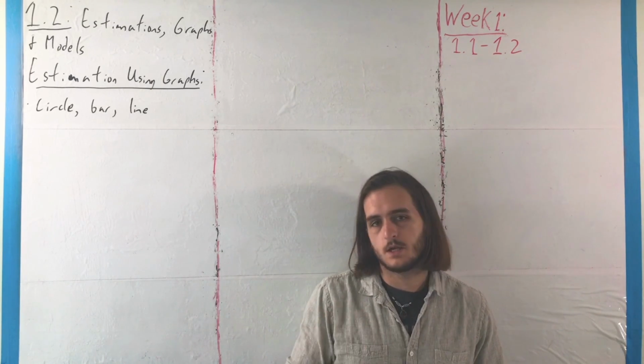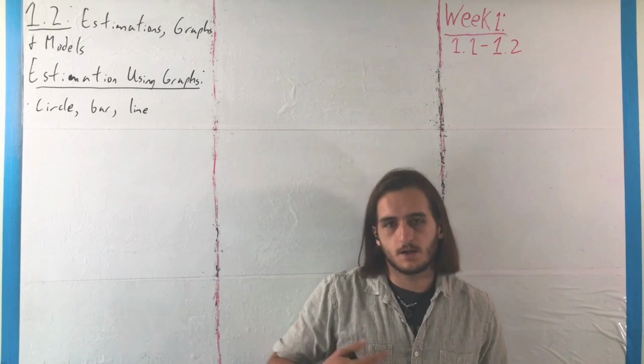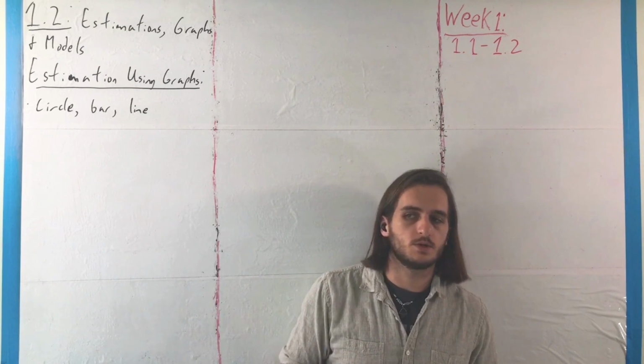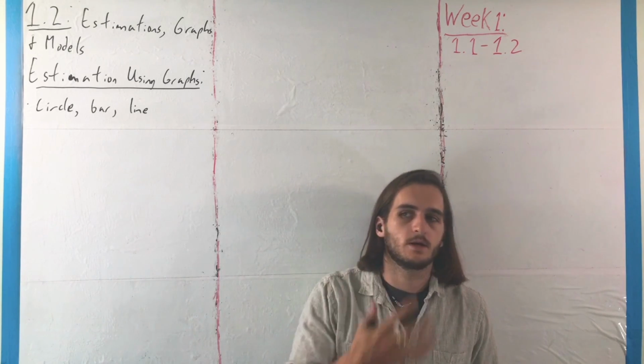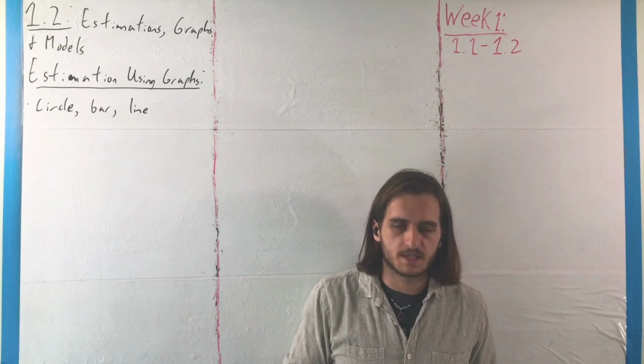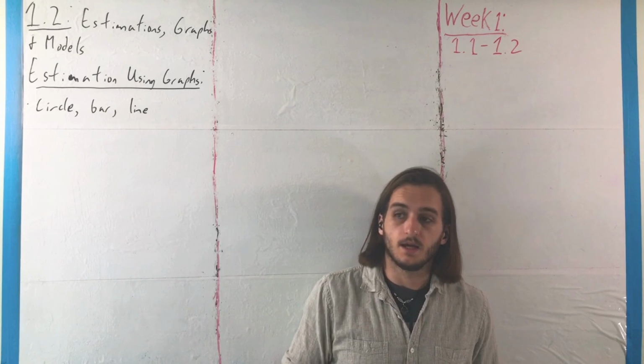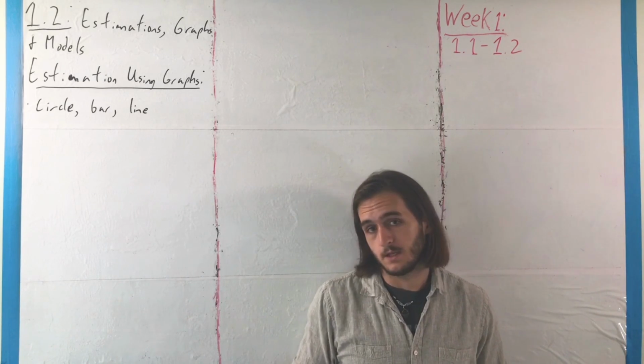And what we're going to do here for our first example is take a look at how we can make a quick estimate using a circle graph. Because like I said, people don't want all the numbers. They like something quick and easy to be able to get a general sense of the thing. And that's what we're going to see how we can do.